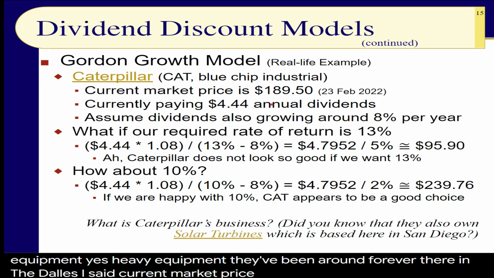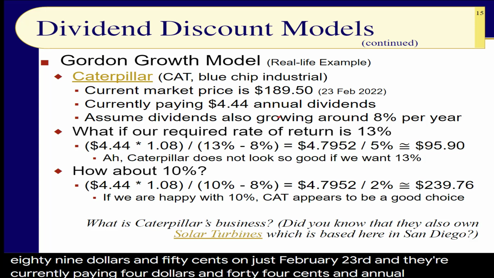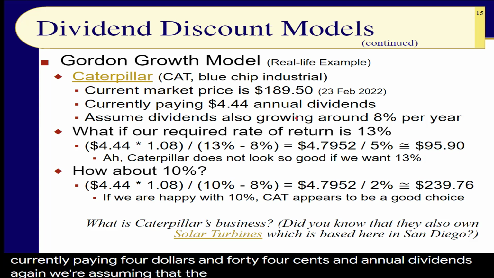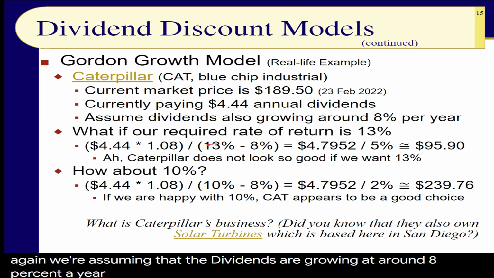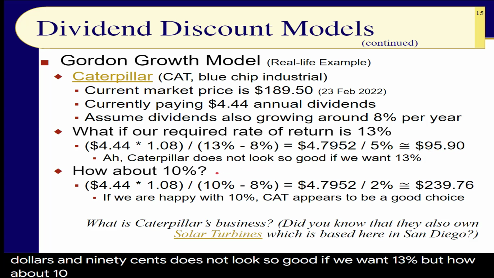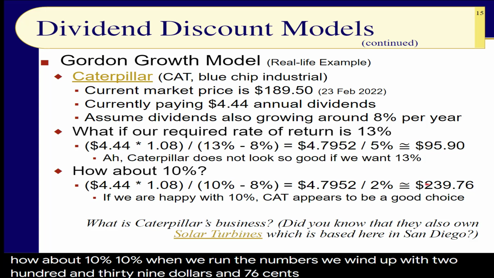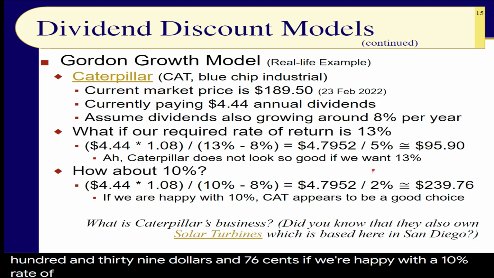Current market price is $189.50 on this February 23rd. And they're currently paying $4.44 in annual dividends. Again, we're assuming that the dividends are growing at around 8% a year. If our required rate of return is 13%, $95.90 does not look so good if we want 13%. But how about 10%? When we run the numbers, we wind up with $239.76. If we're happy with a 10% rate of return, Caterpillar appears to deliver.